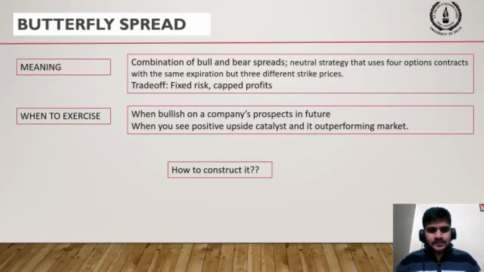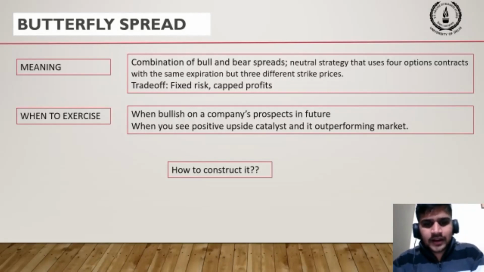So a butterfly spread basically combines both a bull and a bear spread. This is a neutral strategy that uses basically four option contracts with the same expiration but different strike prices: a higher strike price, an at the money strike price, and a lower strike price. So another question is how a long call butterfly spread is constructed. So I'll explain it briefly.